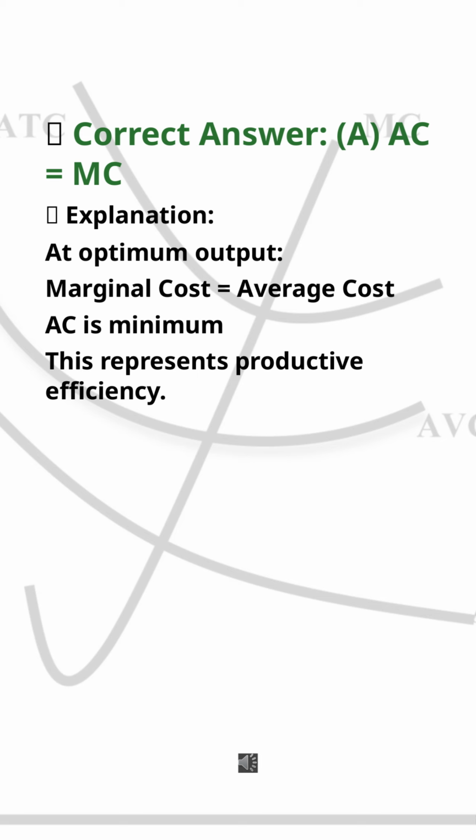This condition signifies that the firm has reached its most efficient level of production, where resources are being used optimally without any waste. Understanding this helps us see how firms can identify the most efficient point on their cost curves, which is essential for maximizing profitability and competitiveness in the market.